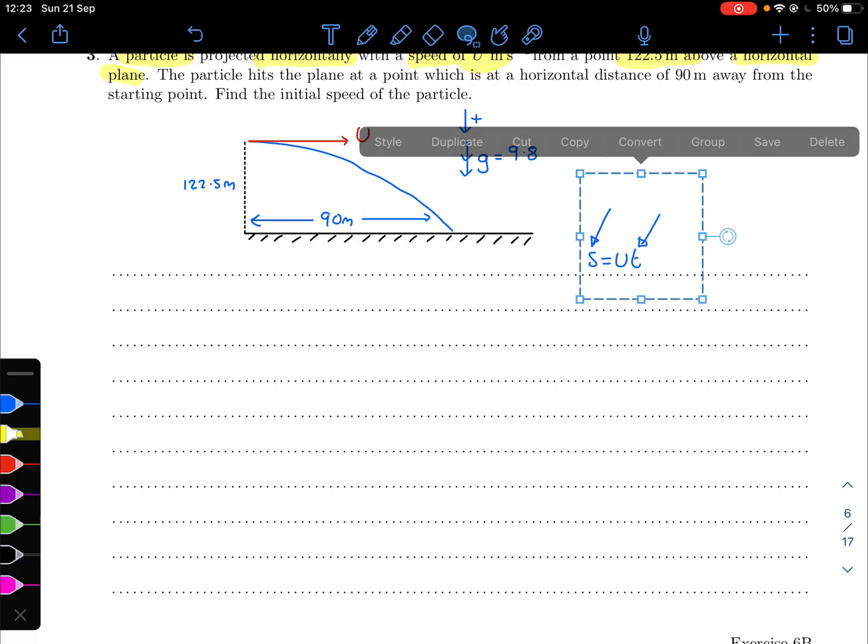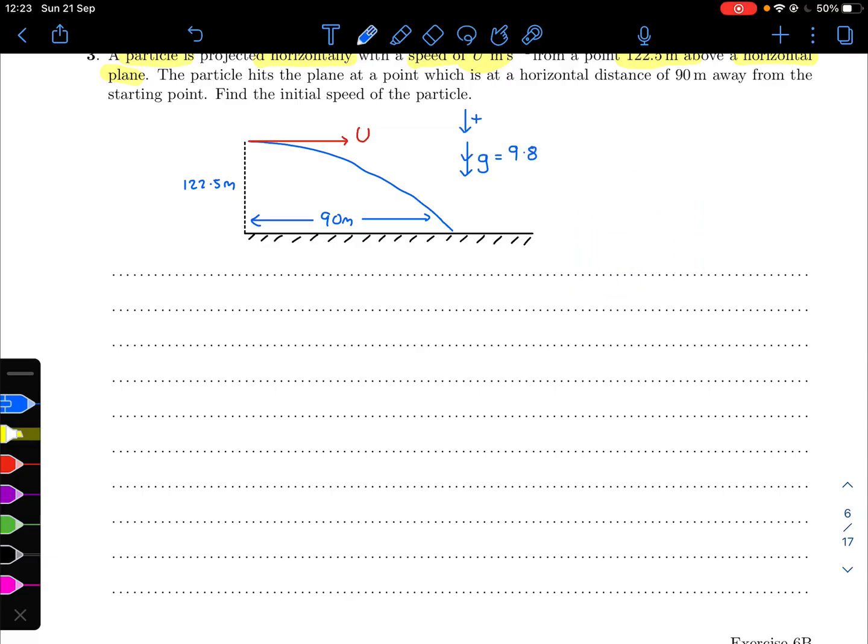Horizontally I can't find that, but vertically I can. I have more information vertically. I have the distance, I have the acceleration. So I can use those two to find out the time taken to drop 122.5 meters, and then I can use that same time in the horizontal motion.